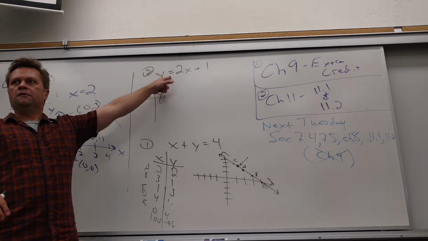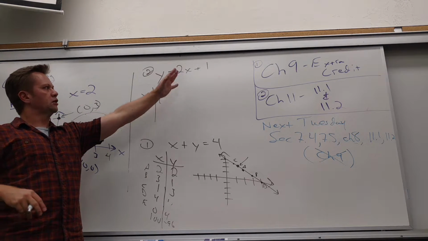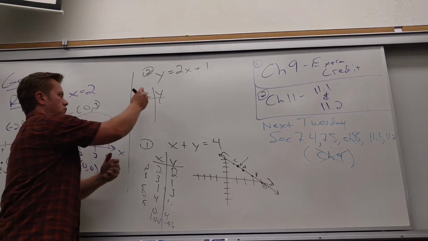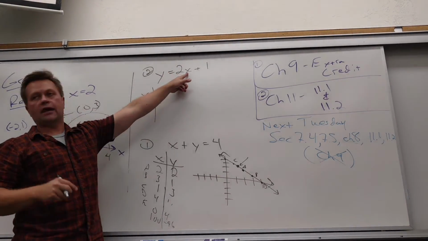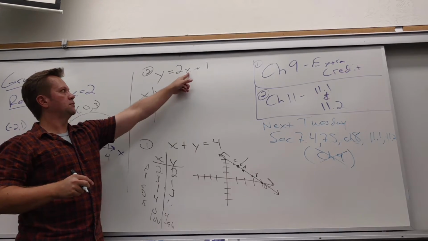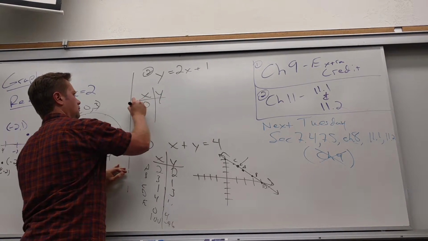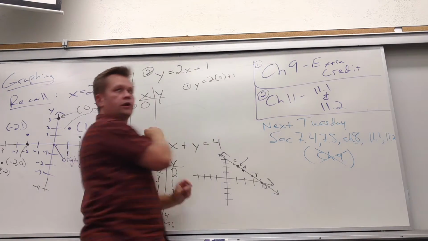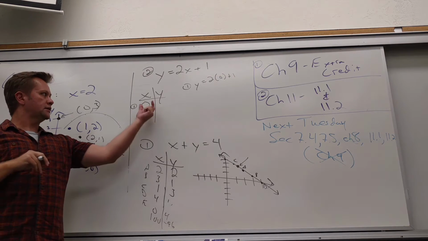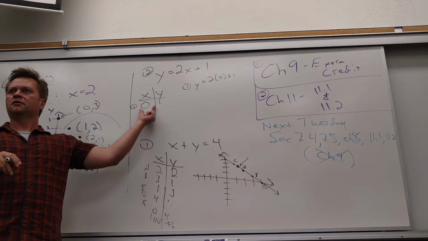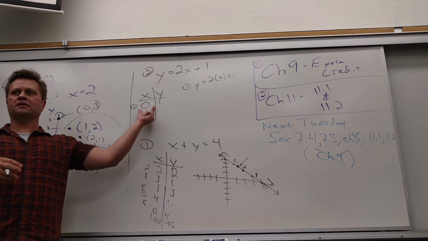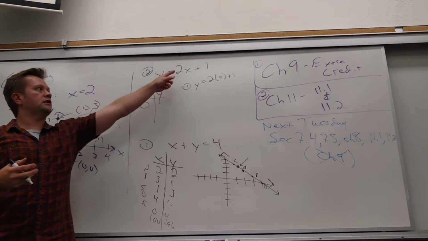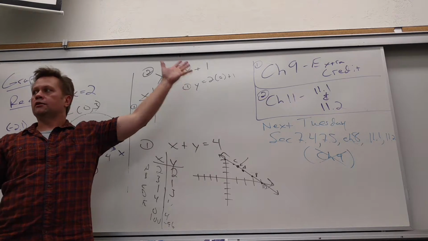So what about this one? This one's a little bit different, but I can let x be something, like let x be 0. Then what's y going to be if I make x 0? 2 times 0 plus 1. You guys see that? Where did I get 0 from? Right there. It wasn't there a second ago. Where did I get it from? Because what can x be? Anything. So I'm going to pick nice things.